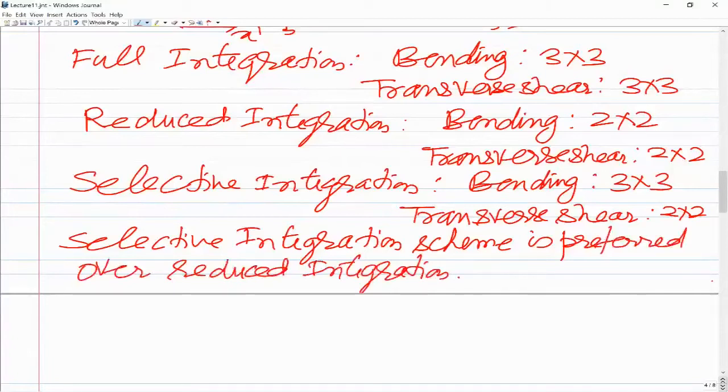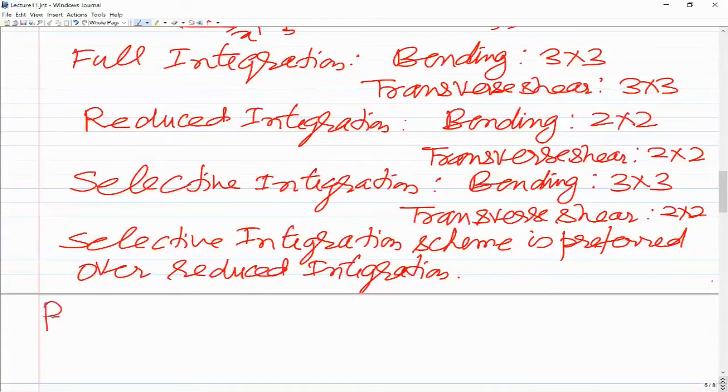Now, as I mentioned, there are problems associated with reduced or selective integration when this element is used for thick plates. If you use selective integration for thin plate problems, then there is no issue. But if you use the same element, with reduced or selective integration, for solving thick plate problems, then it leads to under prediction of stiffness and over prediction of the deflection. So that problem also has to be handled.